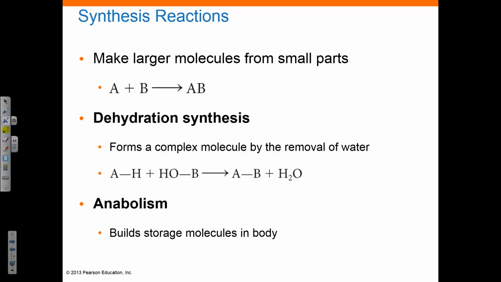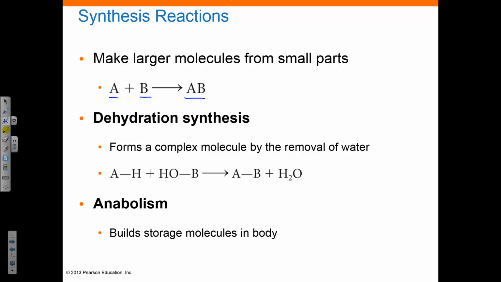In a synthesis reaction, larger molecules are made from smaller parts. In this case, we're going to take smaller components, A and B, and combine them together to form a larger molecule, AB. In the body, these are often dehydration synthesis reactions, also known as condensation reactions.